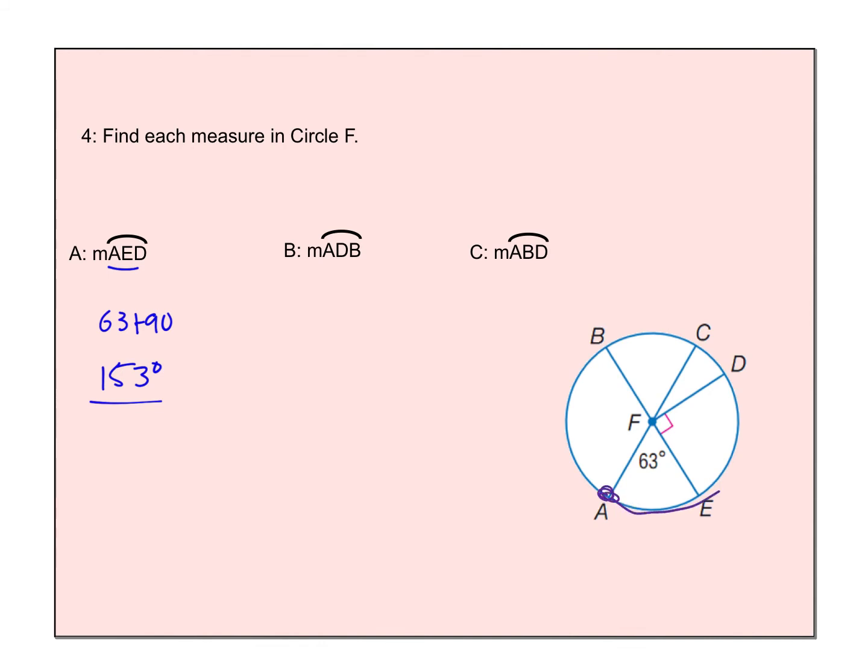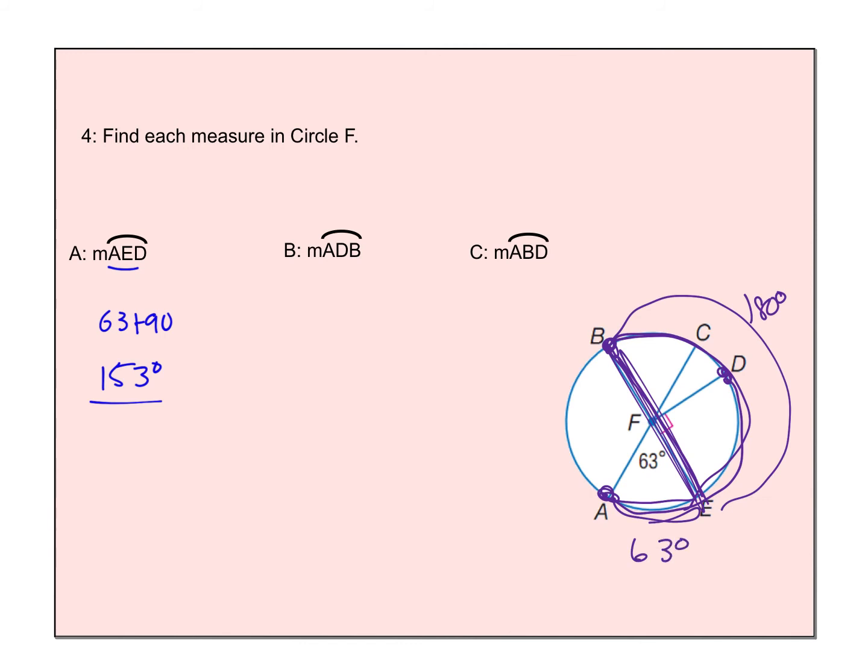Now, ADB is a long way around, because you go A to D to B. How far around is that? Here's what I'm going to look at. B to E is a diameter. That makes this whole thing 180 degrees. And I'm going to look at this as 63 degrees. So this is going to be 180 plus 63. That's going to be my answer.